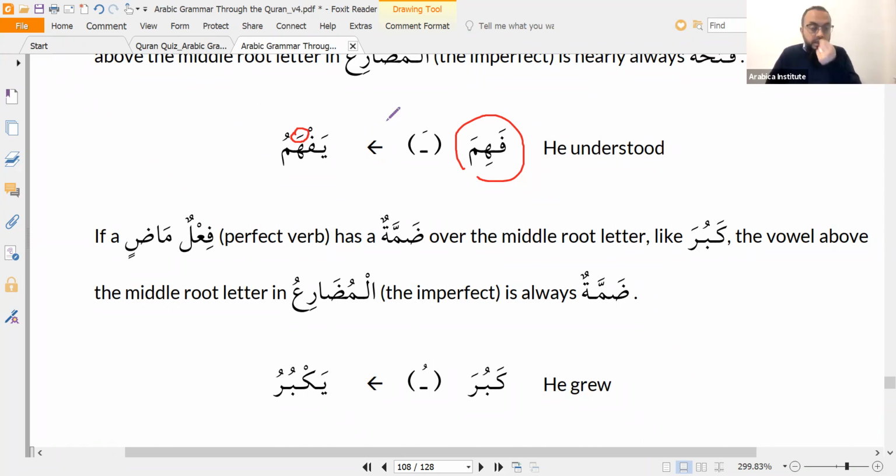So let me give you some examples. If I say hasiba, how would you make the imperfect? Yahsabu. Good. If I say arija, yarju... ya'raju. Good.